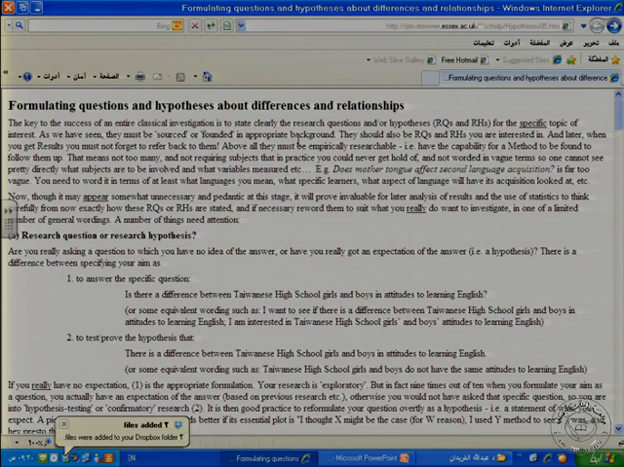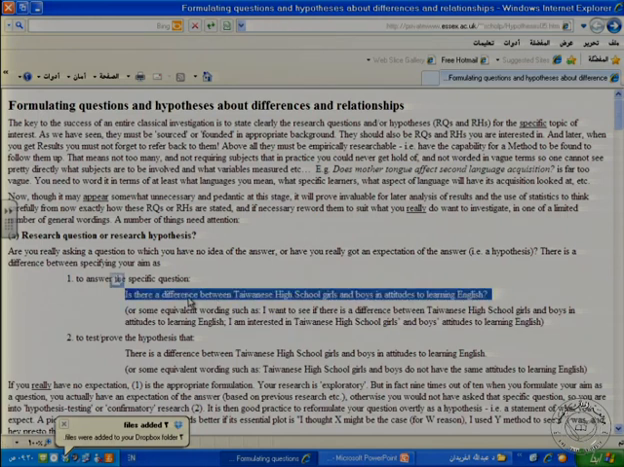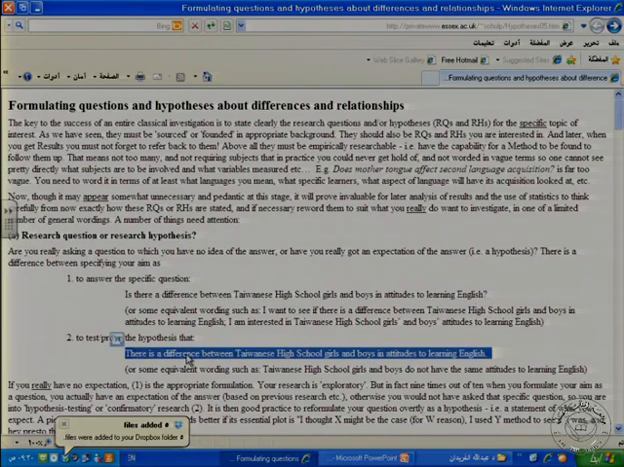Here we have a research question. Is there a difference between Taiwanese high school girls and boys in attitudes to learning English? Do they have different attitudes? Do you have a positive attitude towards learning English or a negative attitude? Is there a difference between boys and girls? This is a research question. A hypothesis would be: there is a difference between Taiwanese high school girls and boys in attitudes to learning English.